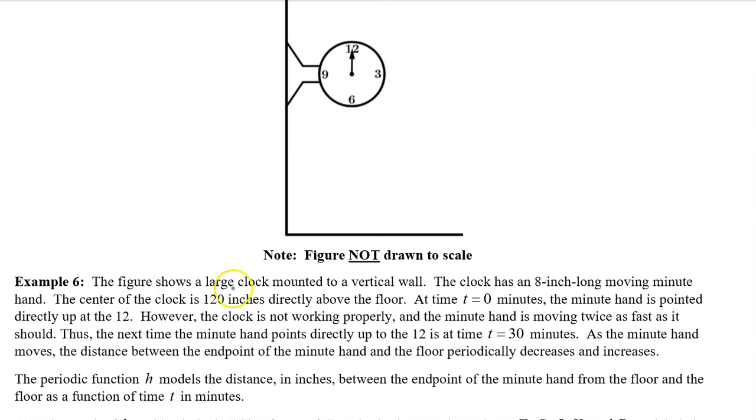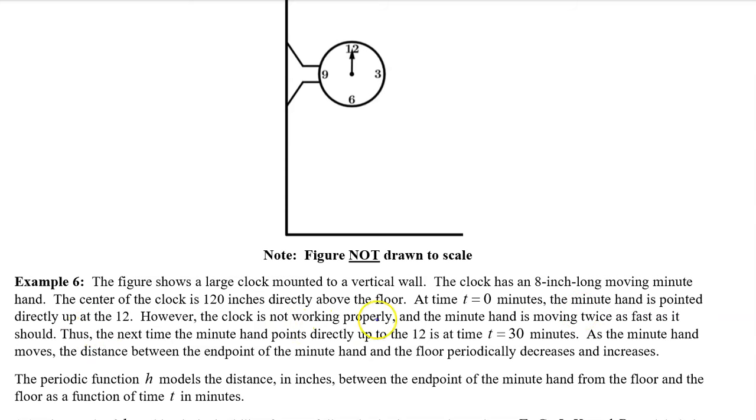The figure shows a large clock mounted to a vertical wall. The clock has an 8-inch long moving minute hand. The center of the clock is 120 inches directly above the floor. At time t equals 0 minutes, the minute hand is pointed directly up at the 12.